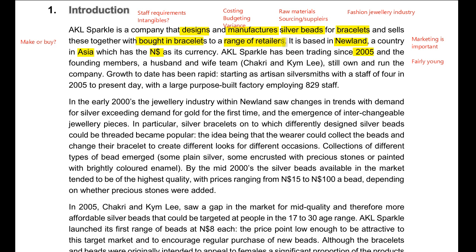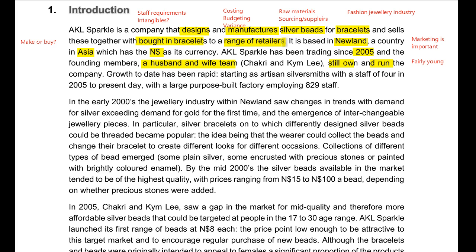Okay, so here's something very interesting. The founding members were, or are, should I say, a husband and wife team, Chakri and Kim Lee, and they still own and run the company. So here we have the founders, who are the owners and the managers of a company. So straight away we've identified our two key people, our key stakeholders, who are the owners, managers and founders of the company. And they're the two who set up the company 15 years ago and have grown the company.